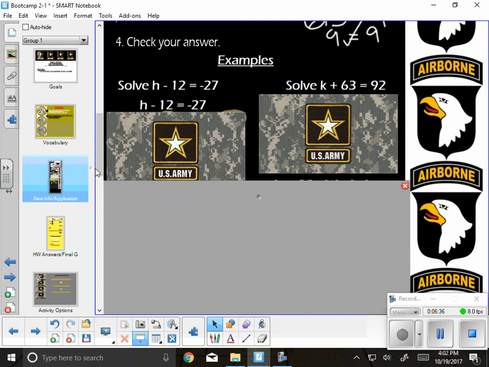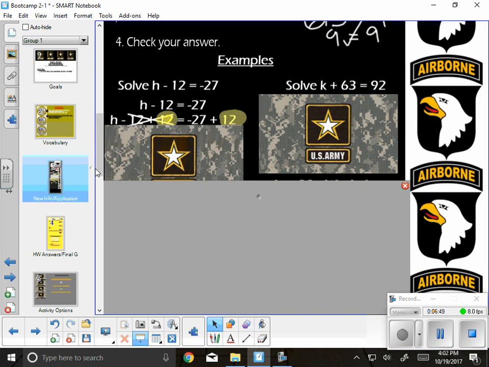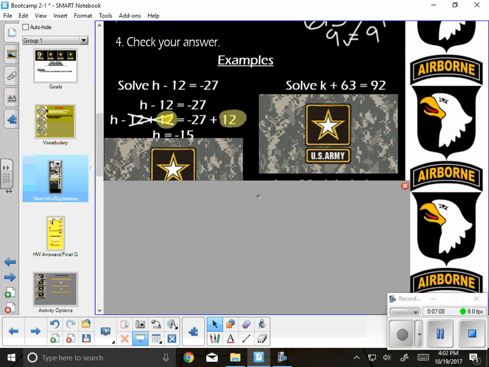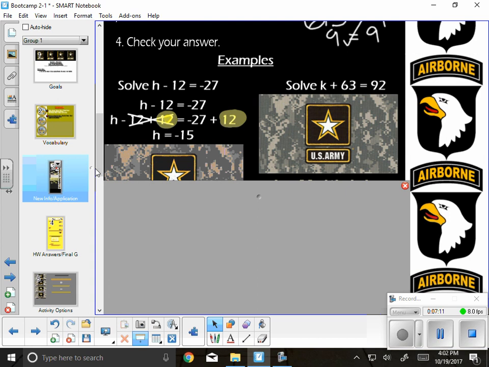So you want to start off by writing the original equation down. This is going to be the most important part because if you write it down incorrectly, you might end up with the wrong answer. So then you're going to add the opposite. So we had negative 12, so we're going to add positive 12 to that, and we're going to add positive 12 to both sides. So we're going to see that we have h minus 12 plus 12 equals negative 27 plus 12. And when you do that, you're going to have h by itself equals negative 15.